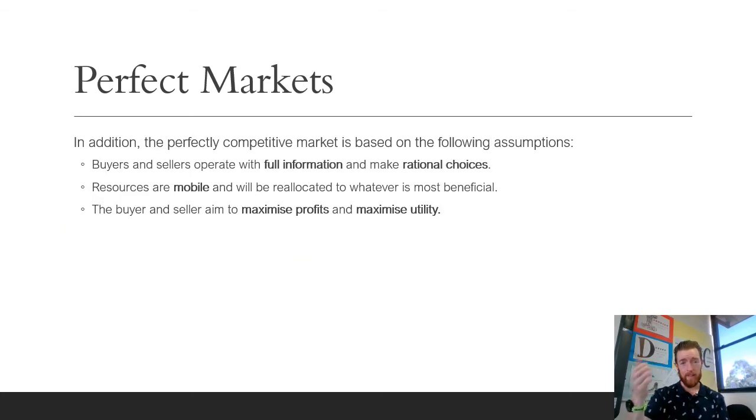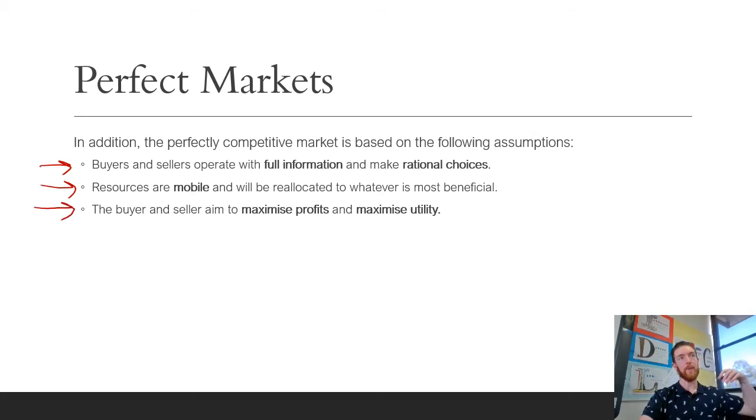So in addition, perfect competitive markets are based on the following assumptions. They assume that buyers and sellers operate with full information and make rational choices. Not always true. Sometimes buyers can be impulsive. You will learn about that in behavioral economics in year 11. In terms of year 12, we're talking about consumers as being relatively rational and acting with full information. So we're going to do research to make sure that we are getting the best possible choice to maximize our resource allocation. We're also assuming that resources are mobile and will be reallocated to whatever is most beneficial, and that the buyer and seller aim to maximize profits and maximize utility.